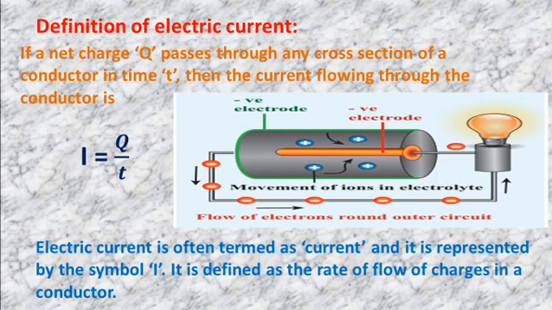Then definition of electric current. If a net charge q passes through any cross section of a conductor in time t, then the current flowing through a conductor is I equal to q by t. We need the electric current, what is the formula? I equal to q by t. Here q is the quantity of charge passing through a cross section of a wire, then t is the time.